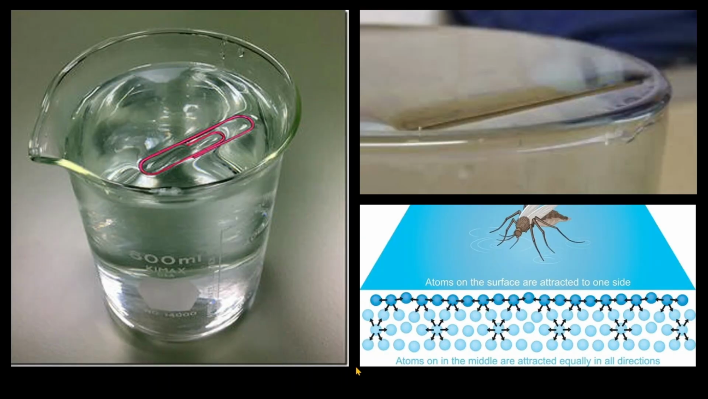Here we can see paper clips, needles, and even mosquitoes resting on the surface of water. They don't sink because surface tension creates a kind of invisible skin that supports their weight. The water molecules at the surface cling tightly to one another, forming this delicate yet strong film. Now that we understand surface tension, let's look at adhesion, the other key property that explains how water interacts with different surfaces.